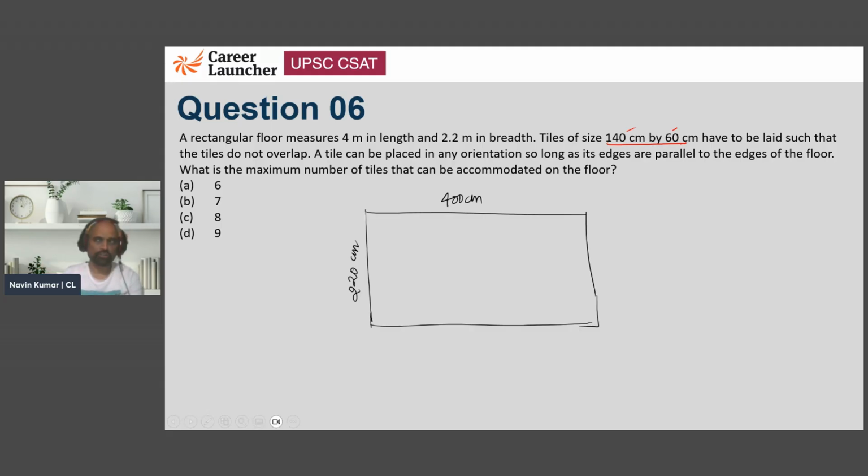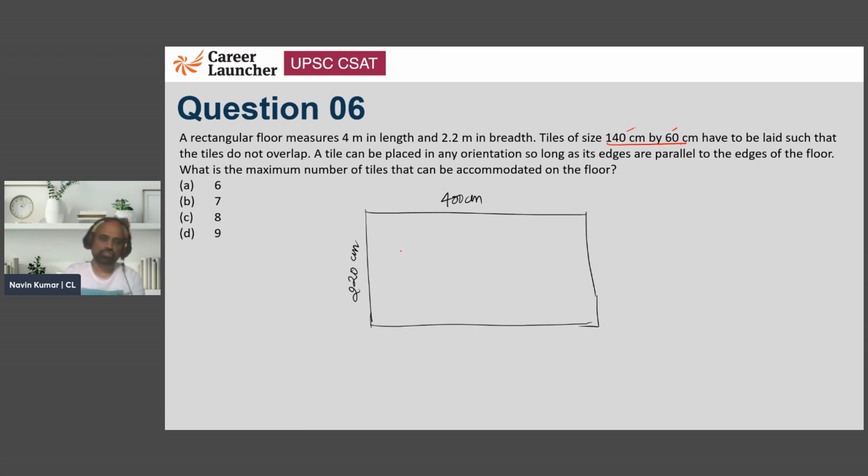So 140 plus 140 will cross 220. 140 plus 60 is within 220. 60 plus 60 plus 60 is going to cross 220. No, 60 plus 60 plus 60 will give us a total of 180. But then 40 centimeter will be left. Can we use it? So if I lay down 60, 60, 60, and 140, then along 400 we can only go up to 2. That will be a very less number of tiles.